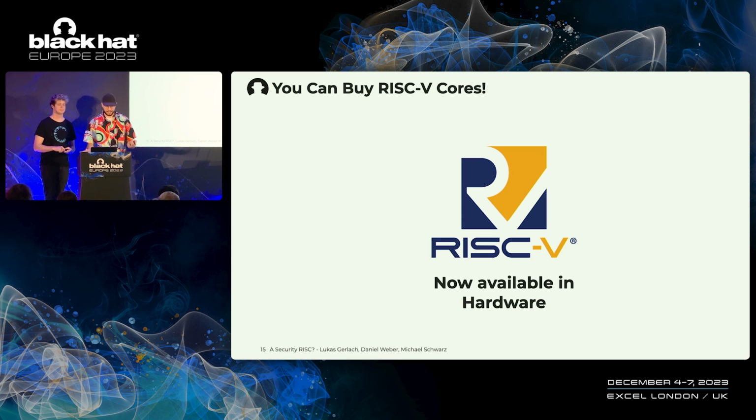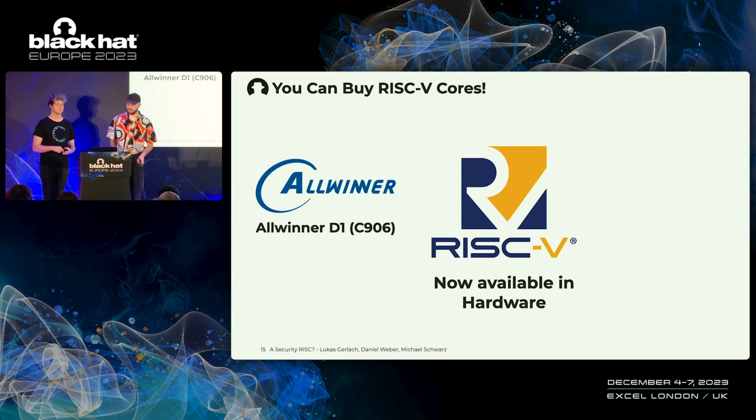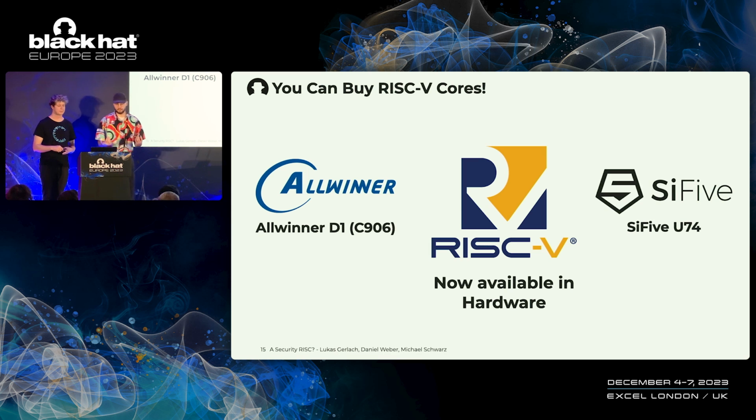So what we analyzed are two different RISC-V cores that we've looked at for microarchitectural attack surface. These are namely the Allwinner D1, which is a core from China, and the SiFive U74, which is a core by SiFive.